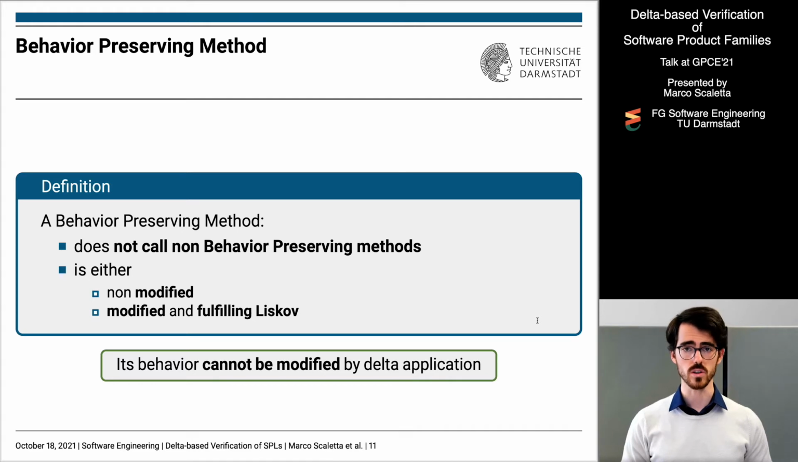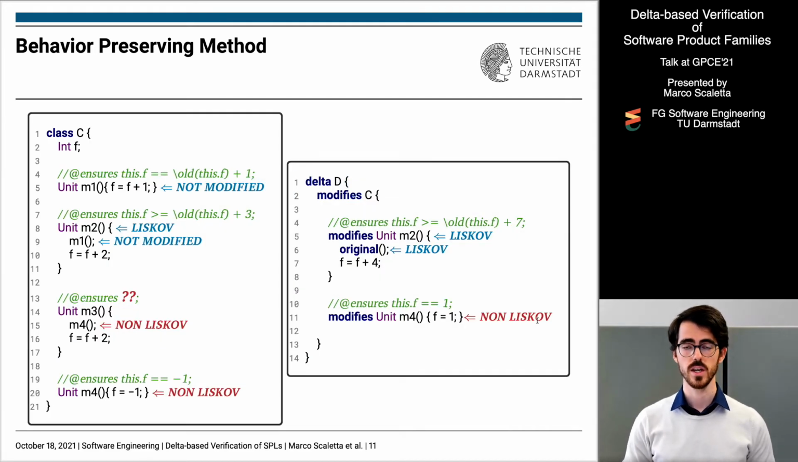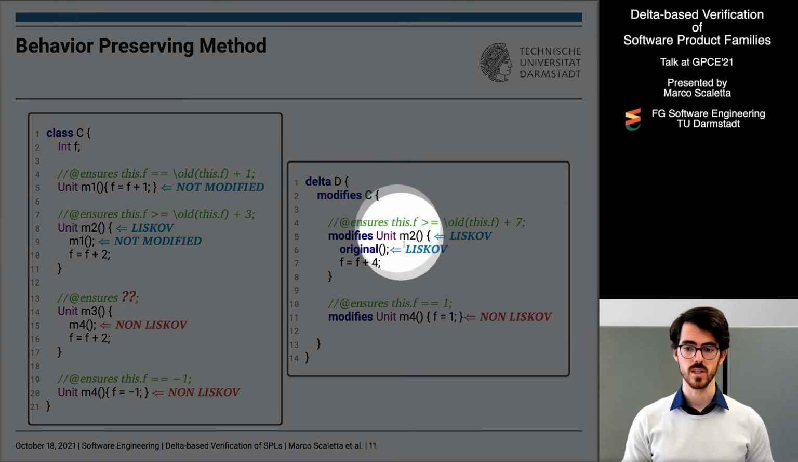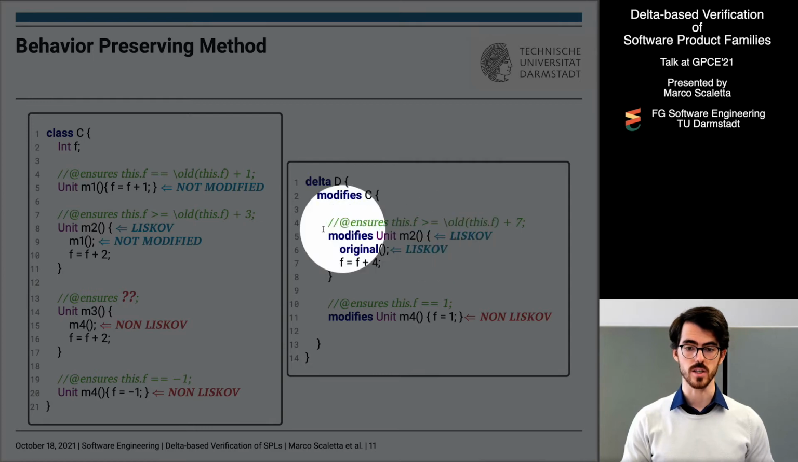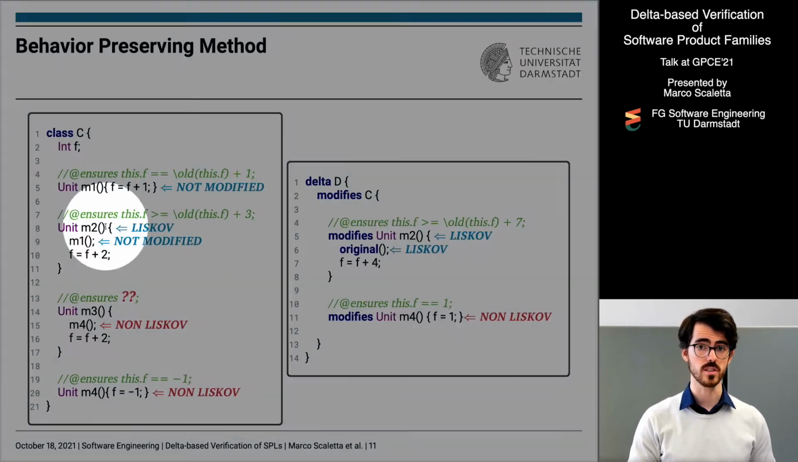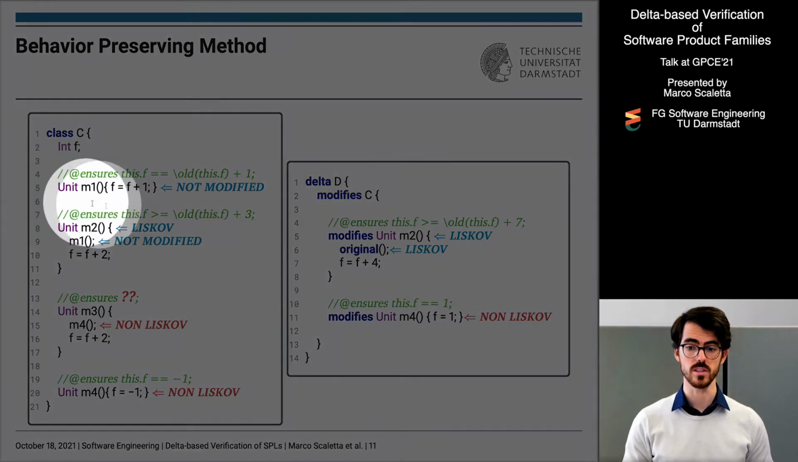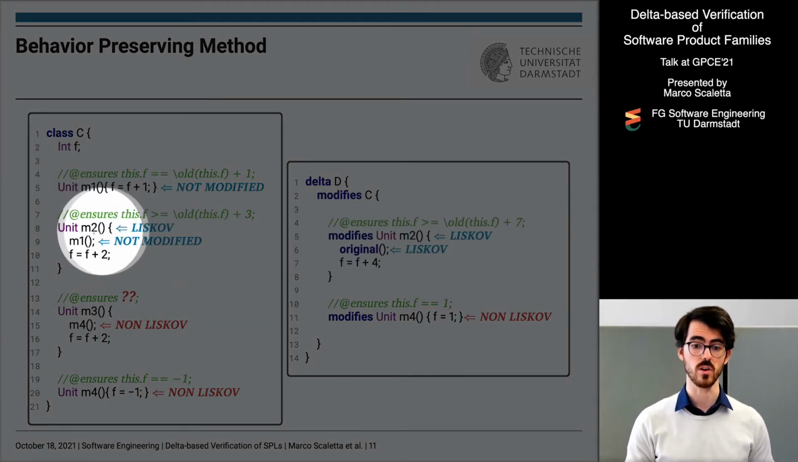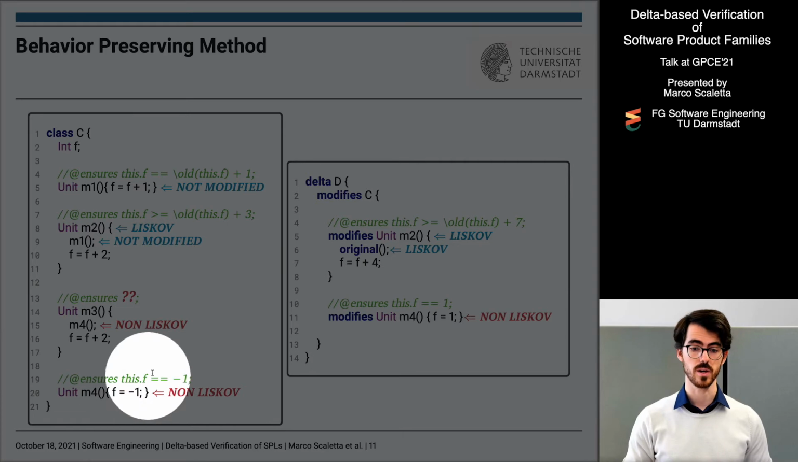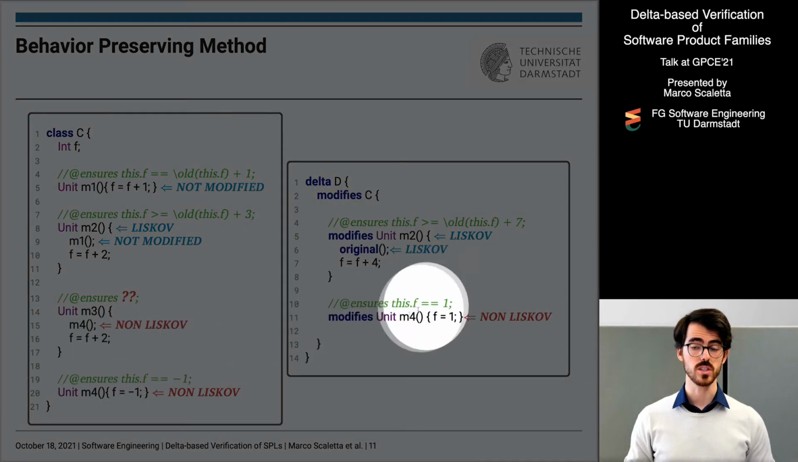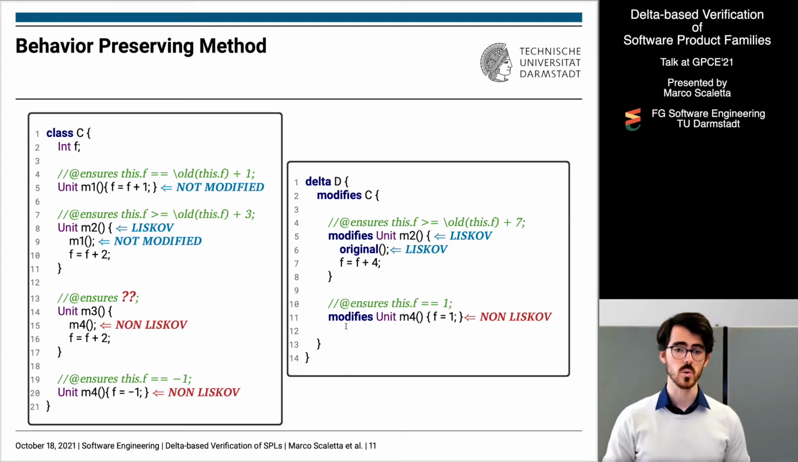But also we cannot have calls to non-behavior preserving methods in these methods, otherwise a delta might in an indirect way change the behavior of these methods. Here is an example, and we can see methods satisfying Liskov because the ensures on the right implies the ensures on the left. So with this modification, the contract on the right is more specific than the contract on the left. But we cannot really do that with, for example, method M4, because the ensures in both cases are too specific already.